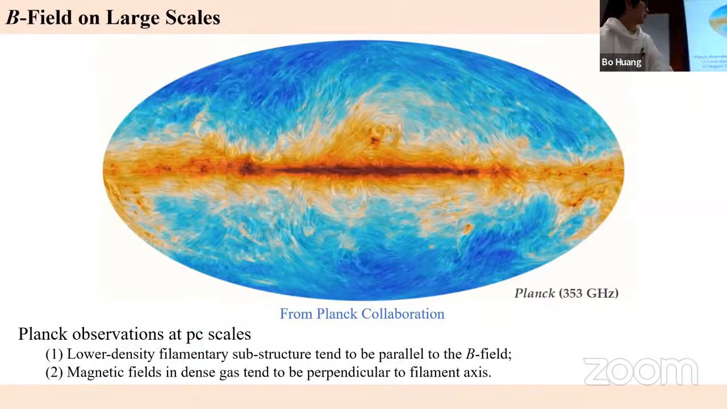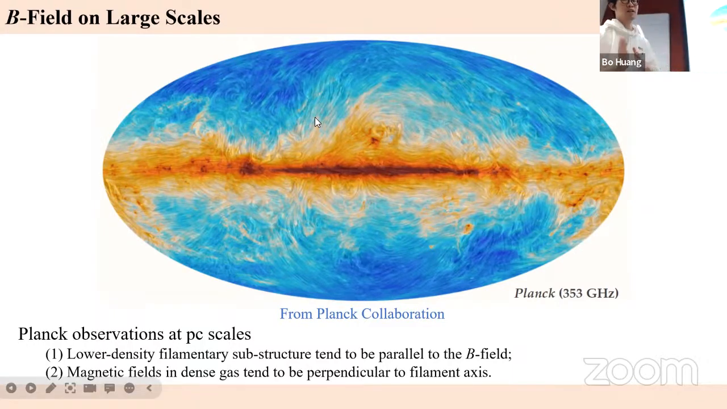What I concluded was that the magnetic field in lower density gas tends to be parallel to the preferential structure. You can see clearly here the magnetic field along the preferential structure in lower density gas, while in the dense region, the magnetic field tends to be perpendicular to the preferential structure. This suggests that the structure is formed by gravitational collapse along the field lines in the dense region.